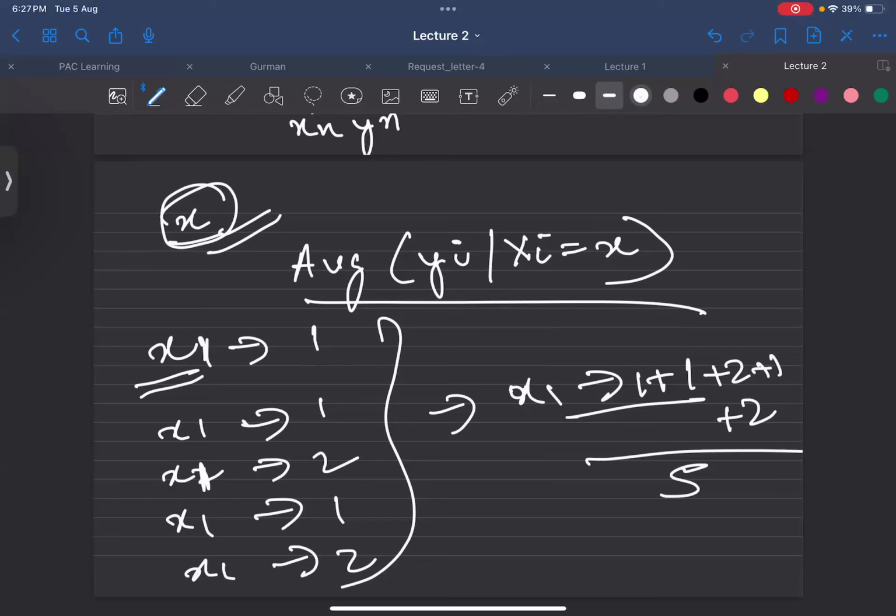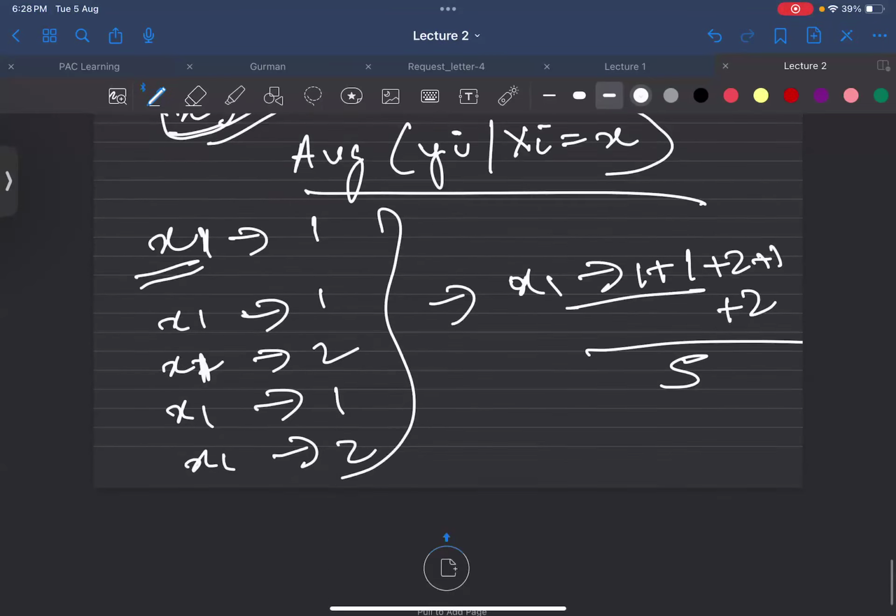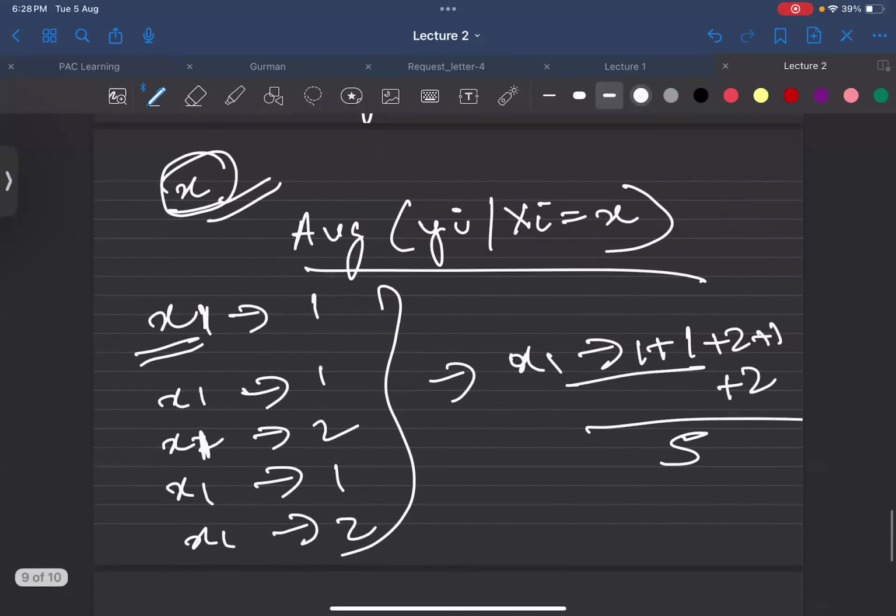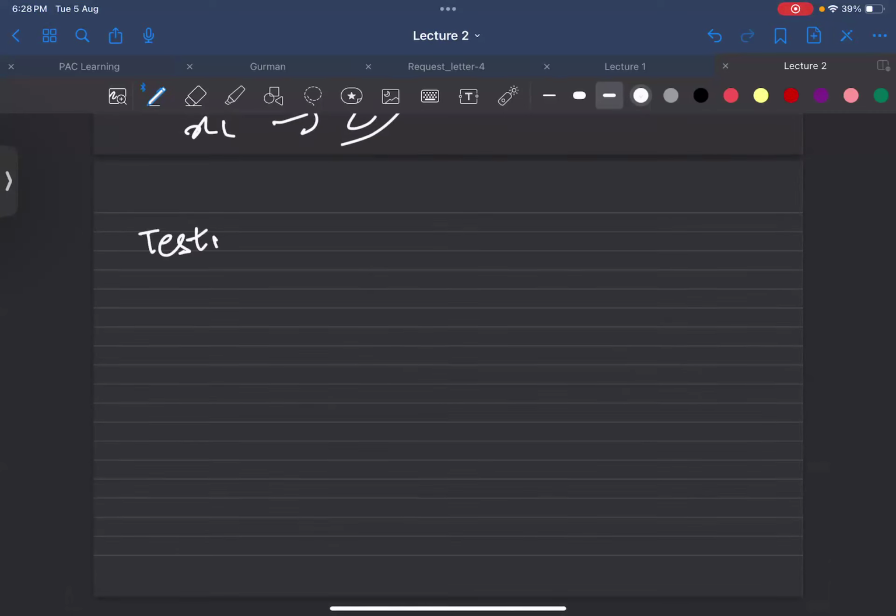Any doubt in this? No, ma'am. You don't know the actual value of y, so you keep feeding x, take out like 5 values of x, feed it in and you average it out. Is that what you're saying? Wait. I don't know the actual value of y in testing data. Okay. In training data, we have mapped it.